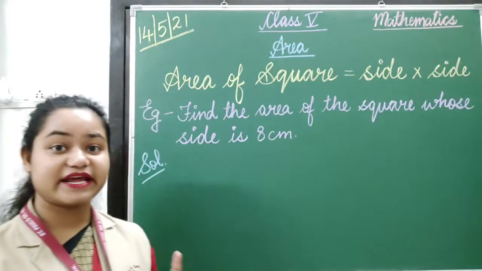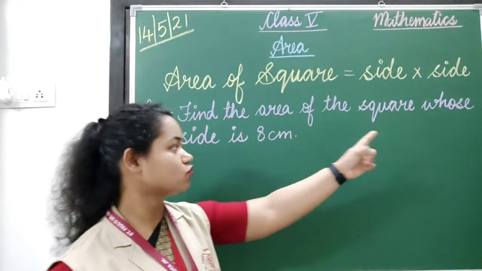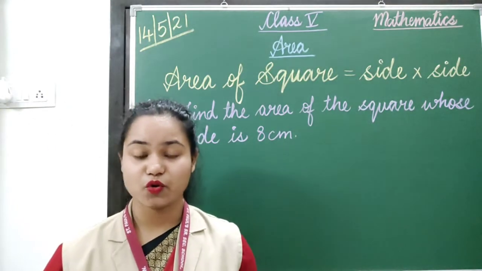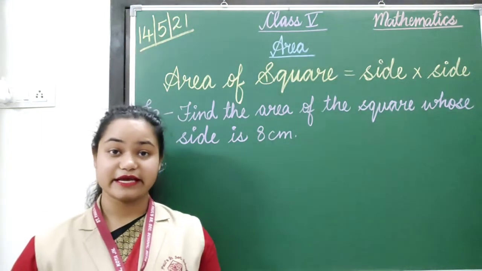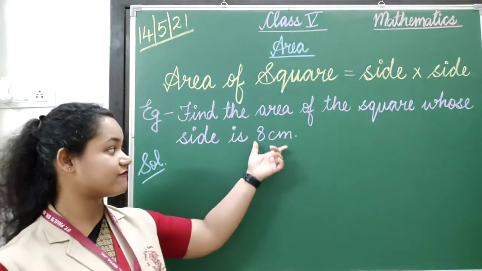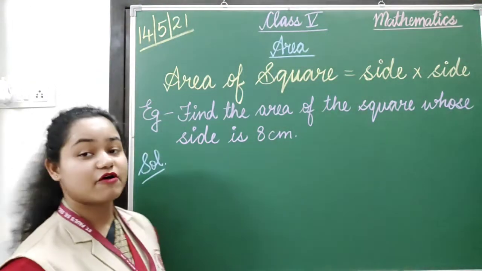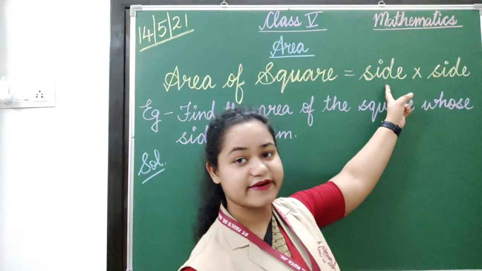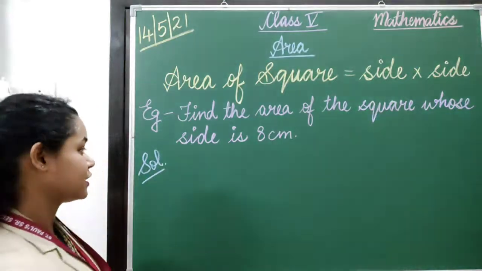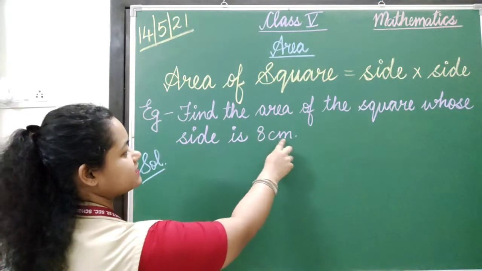Okay, I have taken one example here, which is find the area of the square whose side is 8 centimeters. Now in square, as you all know, all the sides are equal, isn't it? Yes or no? Yes, all sides are equal. That is why they have given the measurement of only one side. Understood? Now for finding the area, we need any one side. So side into side will give you the area of the square.